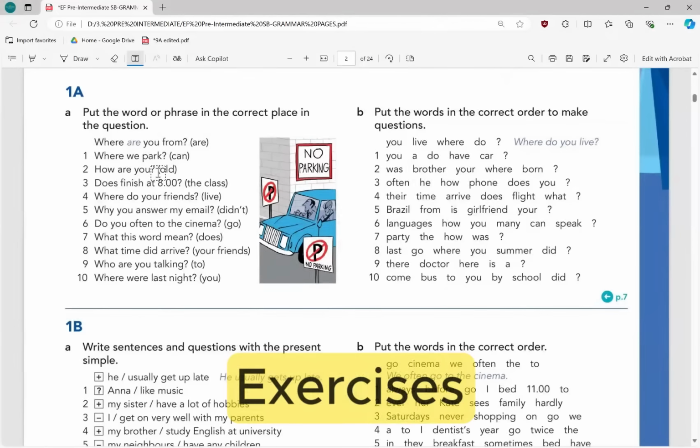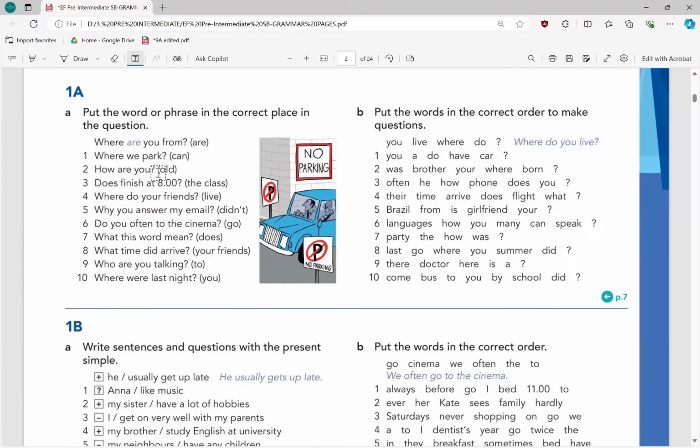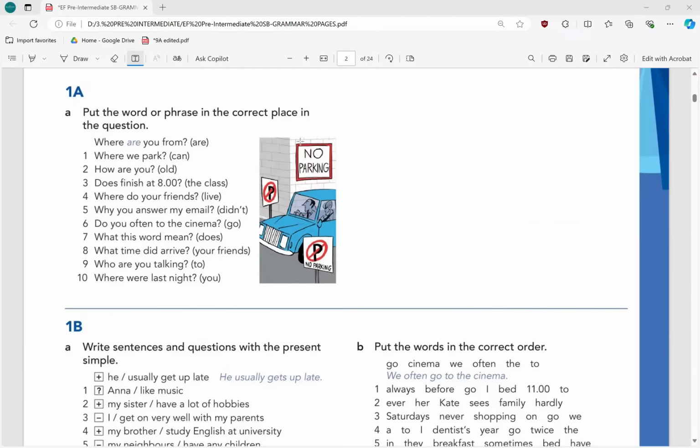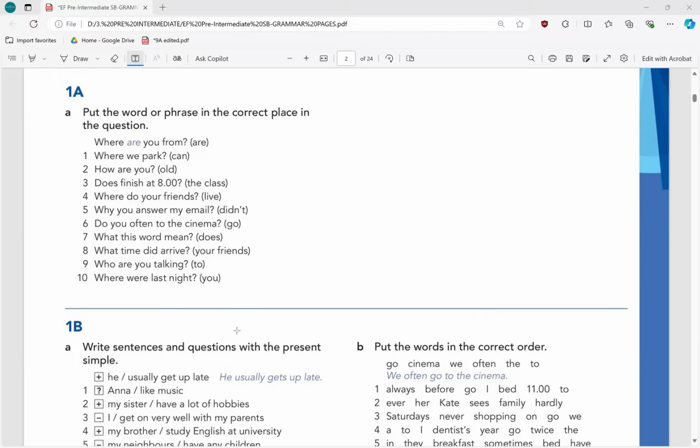So we're going to work on exercises now. So 1A, let's remove the B part to have some space for writing. And I'm going to remove this picture as well. A is asking us to put the words or phrase in the correct place in the question, right? We're going to do that.